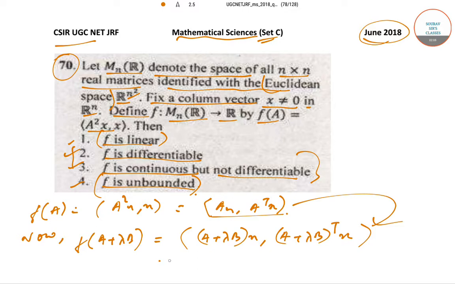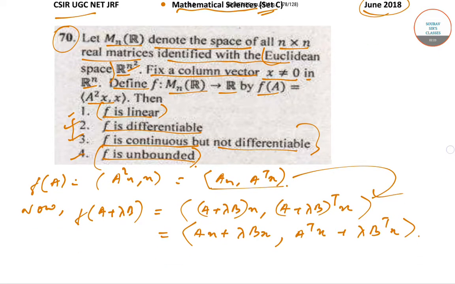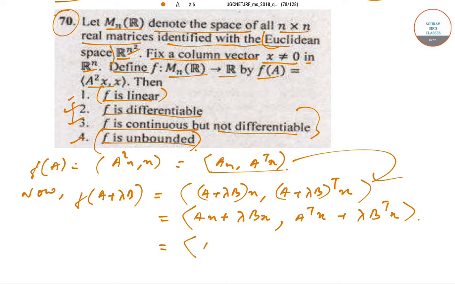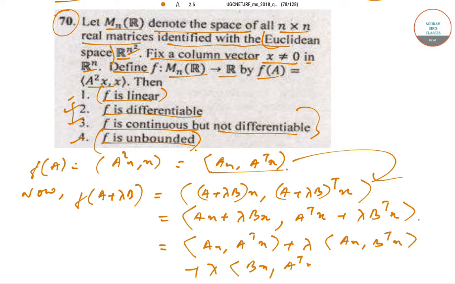Okay, so this will give us ax plus lambda bx comma a transpose x plus lambda b transpose x. Upon solving, this will give us inner product ax comma a transpose x plus lambda into inner product ax comma b transpose x plus lambda into bx comma a transpose x plus lambda square into inner product bx comma b transpose x.